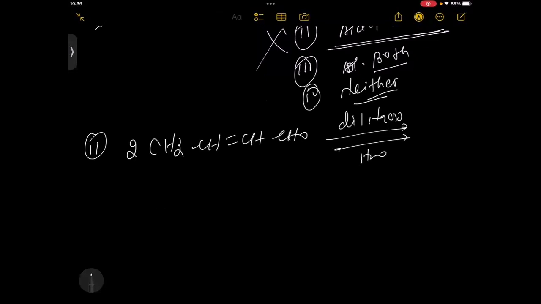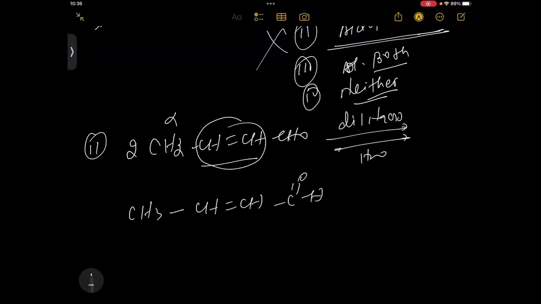See, students, what will happen. CH3, as you know, has the alpha hydrogens, correct? Here there is no alpha hydrogen. So CH3, CH double bond CH, C double bond OH. When the base OH minus attacks here, it generates CH2 negative, CH double bond CH, C double bond OH.